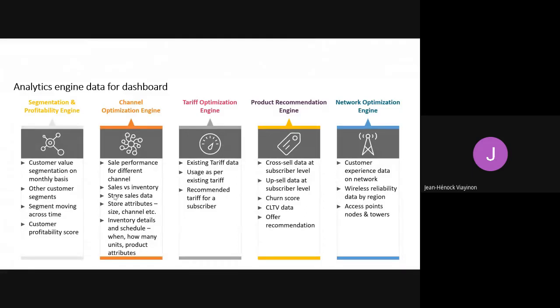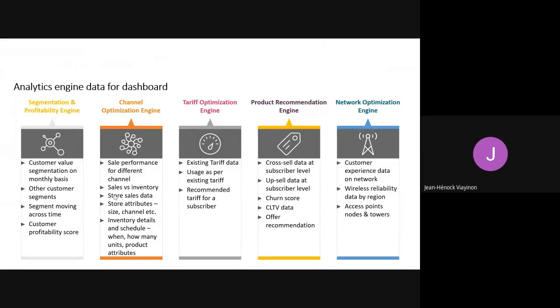Then the tariff optimization engine. The price of the product depends on so many factors. A tariff optimization engine is going to use the existing data to recommend a new tariff for a subscriber based on their behavior. Then you have the product recommendation engine, which is used to recommend some kind of product based on the customer behavior.